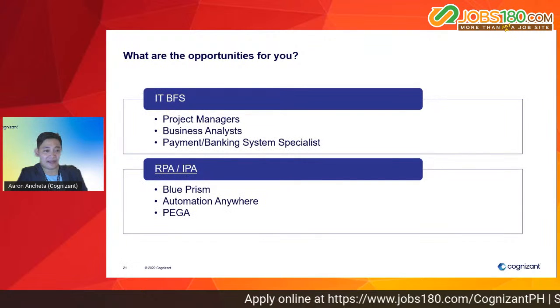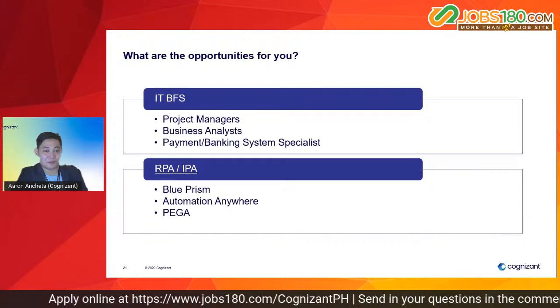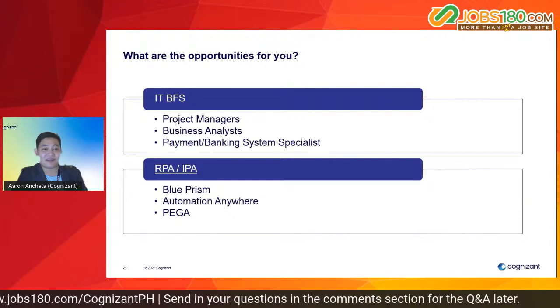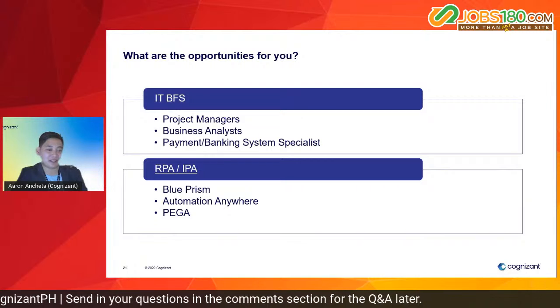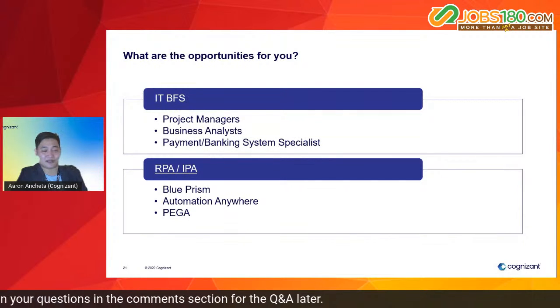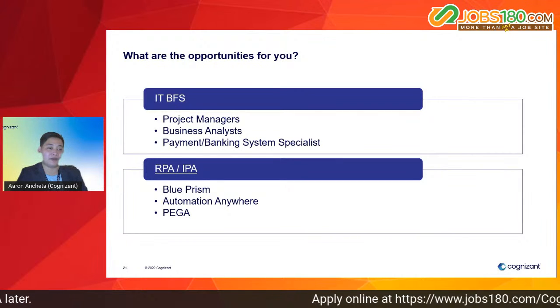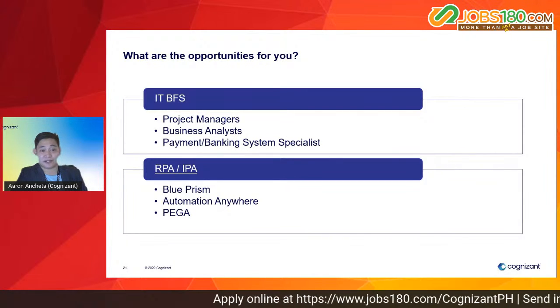We have banking and finance services openings for project managers, business analysts, and payment or banking system specialists. And for our intelligent process automation service line, we are hiring for automation specialists for Blue Prism, Automation Anywhere, and Pega, as well as for UiPath.